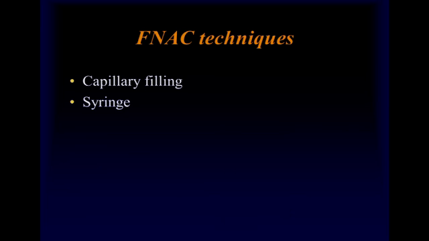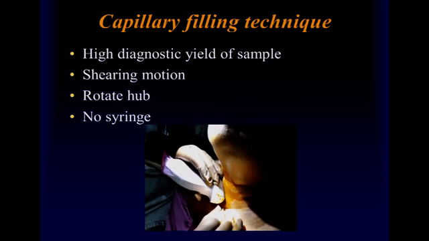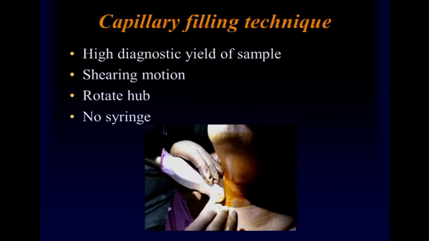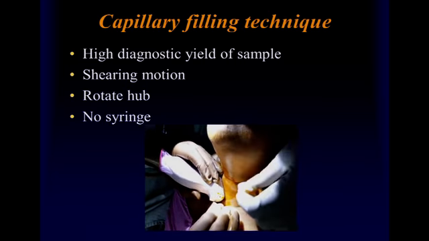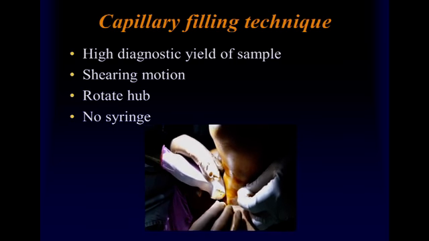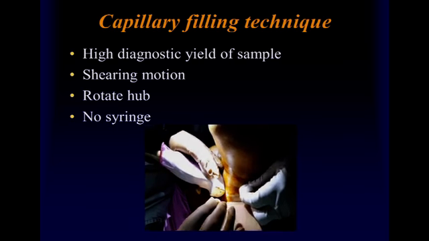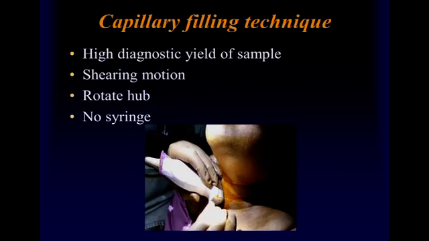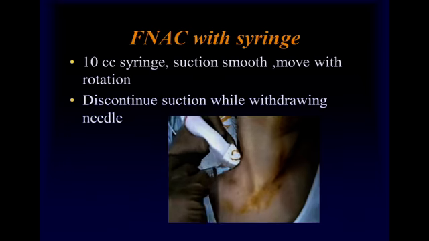So there are two types of FNA techniques. One is a capillary filling and the second is with the use of a syringe where we apply a slow suction. Capillary filling is typically used when you have a very vascular organ, like for example thyroid, or sometimes when you have a breast lesion which is very vascular. What we do here is just insert a needle without the syringe and then do a shearing motion, rotate the hub and then take the needle out of the lesion.